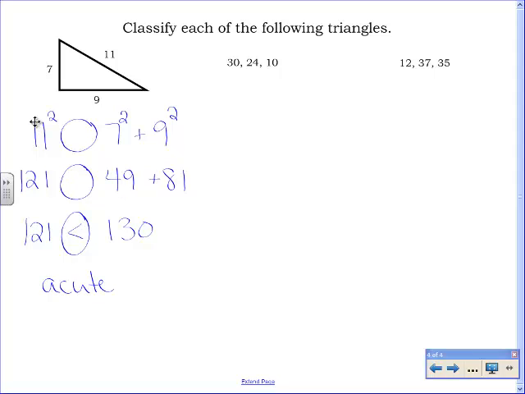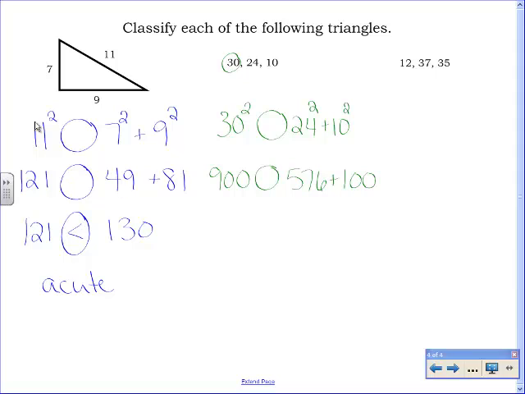30, 24, and 10 are next. 30 is the longest side, so that's C. How does 30 squared compare to 24 squared plus 10 squared? 30 squared is 900, 24 squared is 576, and 10 squared is 100. 100 plus 576 is 676, which is less than 900, so this triangle is obtuse.